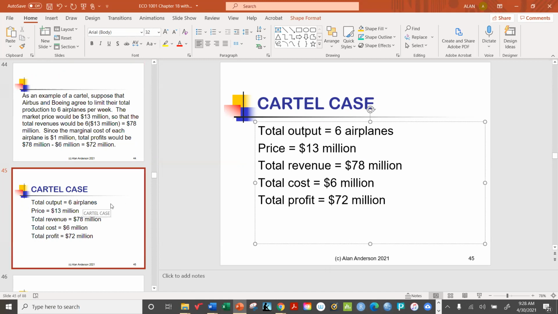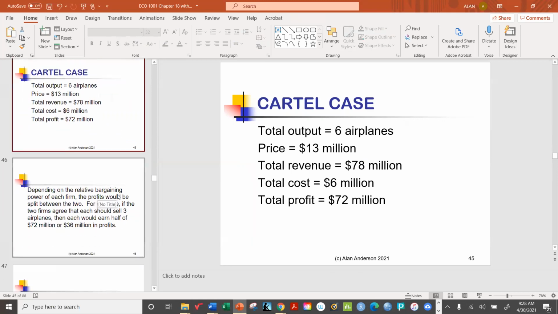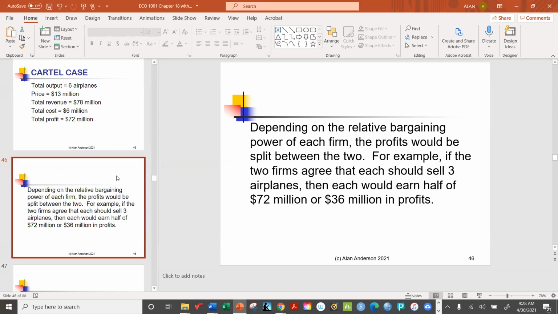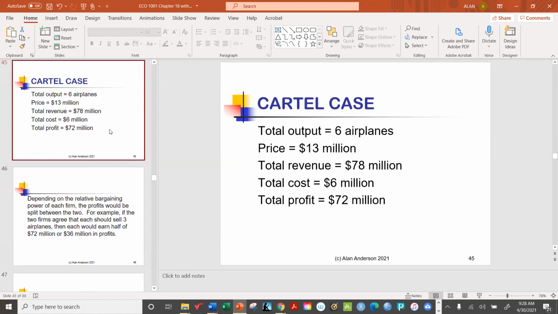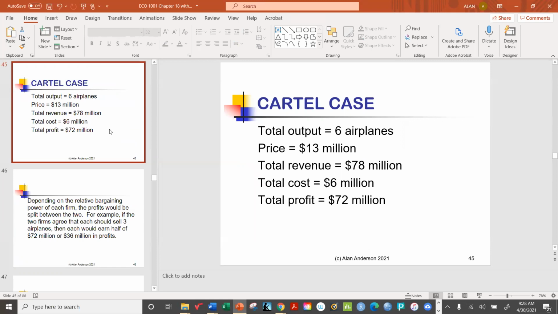Now, they may agree to each split the profits equally. In other words, they may each agree to sell 3 planes, and then they will therefore split up the profit, $36 million for each company. Possibly. It doesn't mean necessarily that will happen. It really depends on the relative bargaining position of each company.